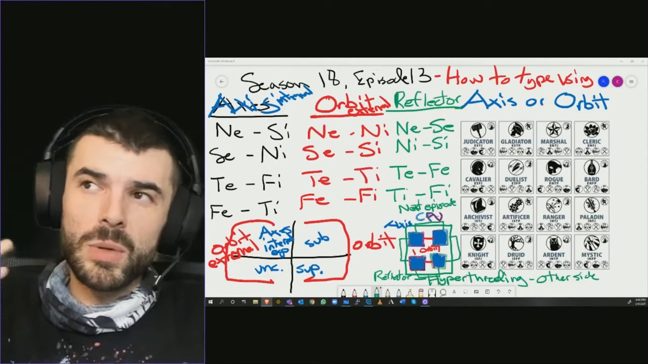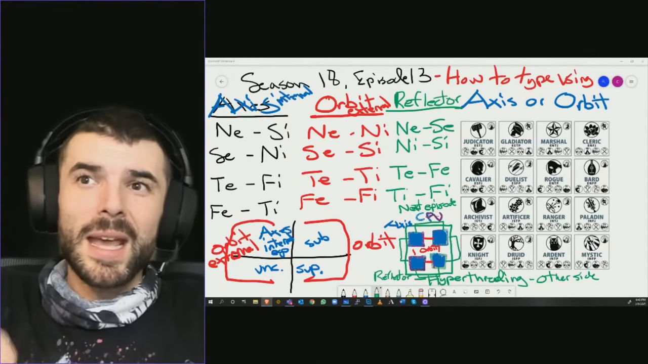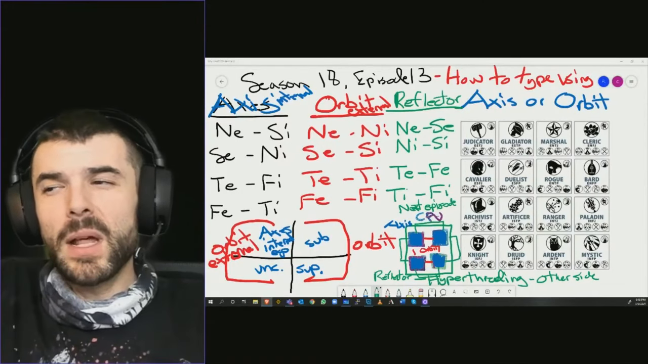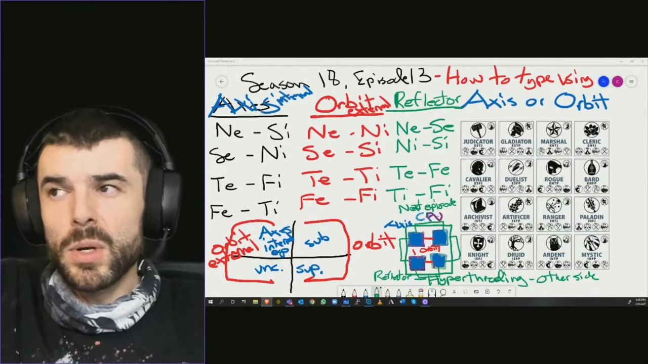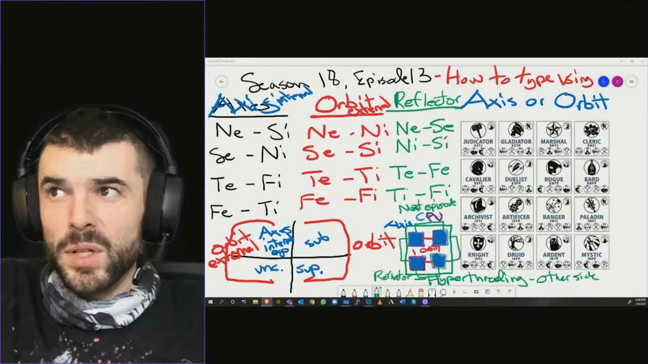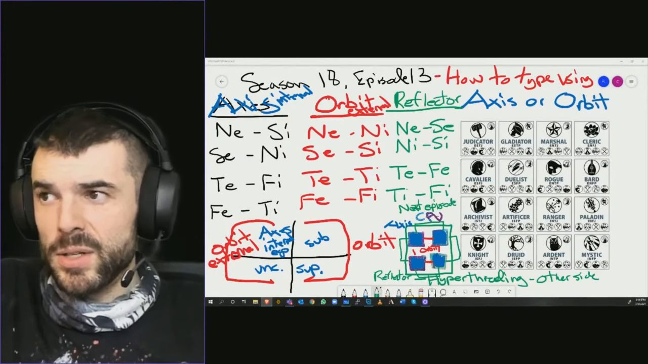orbit while also introducing reflector, but I also want to get into some nice little how-to. It's really important, and we're going to be doing a little bit of review of the how-to just so that you folks can actually see some examples using a type grid.